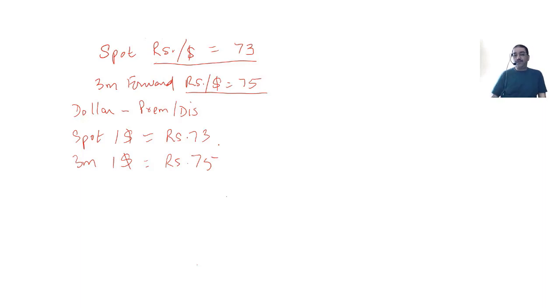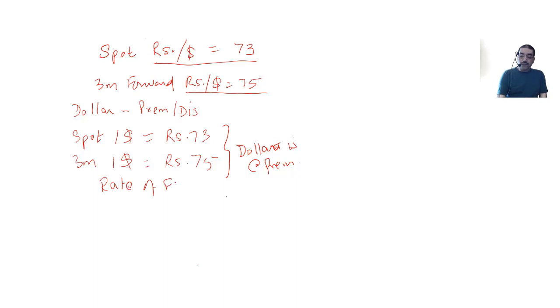Now I can understand whether dollar is at premium or at discount. Value of $1 is now 73 rupees. It has increased to 75 rupees. So I can conclude from this that dollar is at premium. Now I ask you, what is the rate of forward premium?